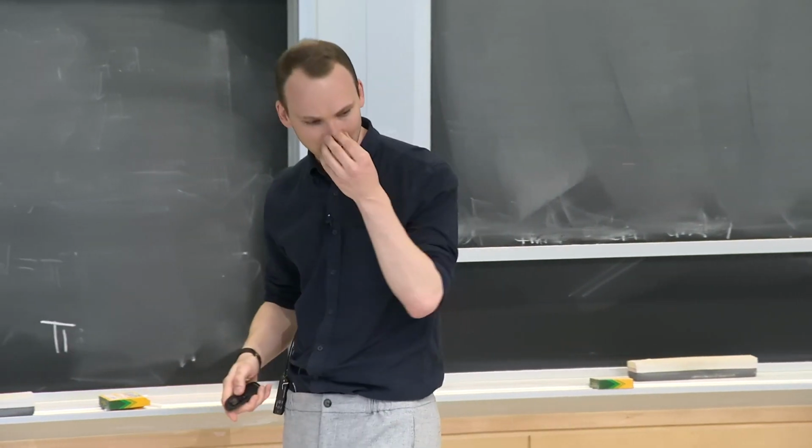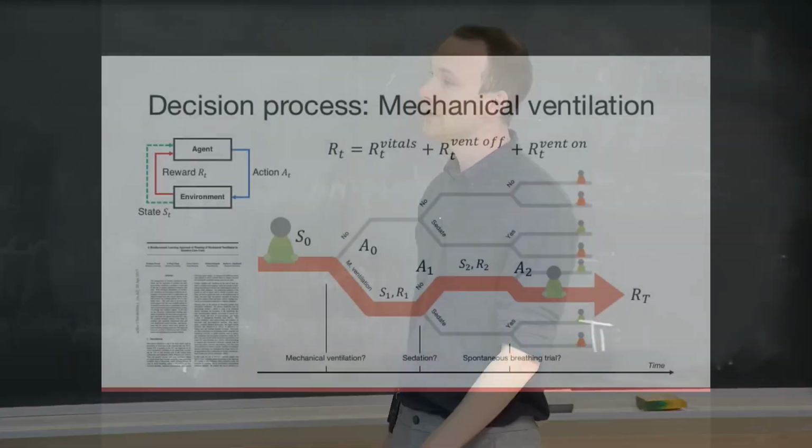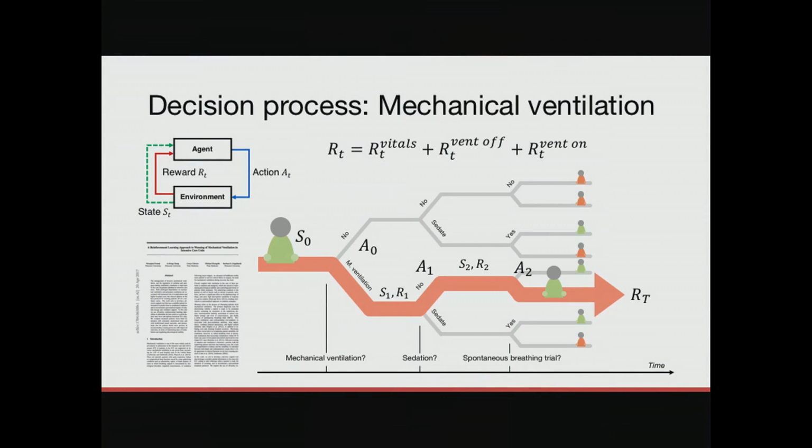OK, to make this all a bit more concrete, I'll return to the picture that I showed you before, but now put it in context of the paper that you read, right? Was that the compulsory one, the mechanical ventilation? OK, great. So in this case, they had an interesting reward structure, essentially. The thing that they were trying to optimize was a reward related to the vitals of the patient, but also to whether they were kept on mechanical ventilation or not. And the idea of this paper is that you don't want to keep a patient unnecessarily on mechanical ventilation, because it has the side effects that we talked about before.